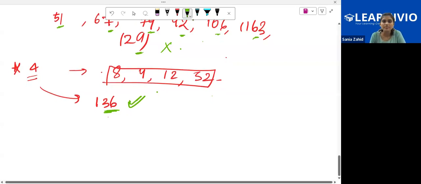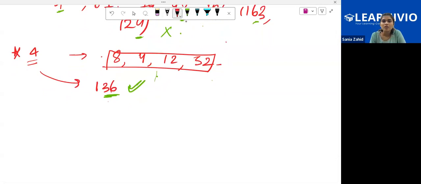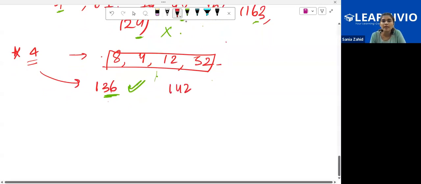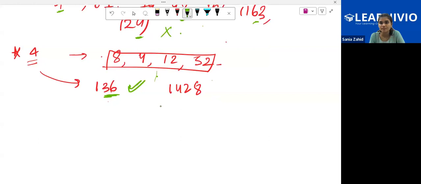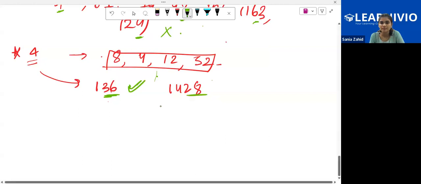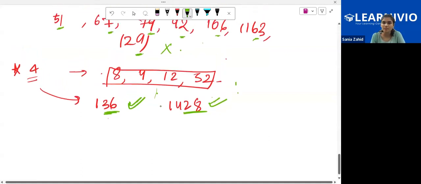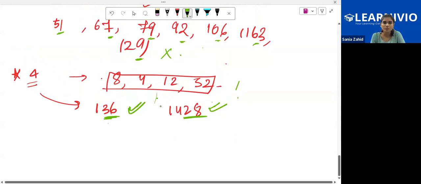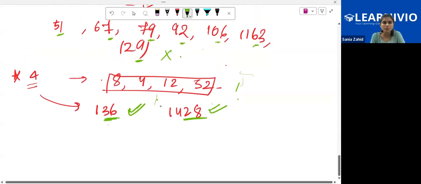Now consider I have 1428. Is this number divisible by 4 or not? It is. Why? Because 28 comes in the table of 4. You are just going to check the last 2 digits. So 28 comes in the table of 4. That means 1428 is also divisible by 4. So you have the divisibility for 2, 3, 4, and 5.